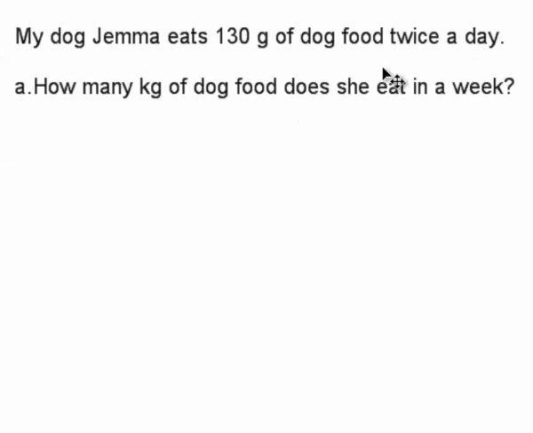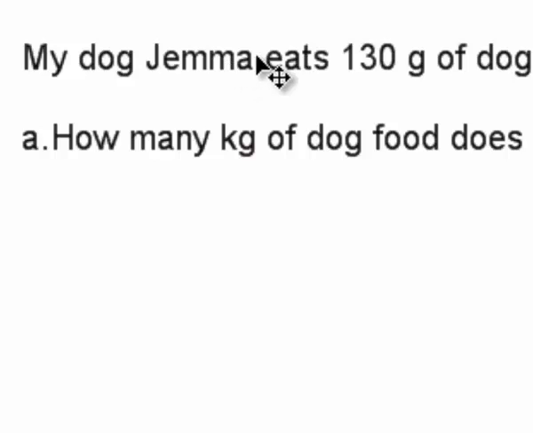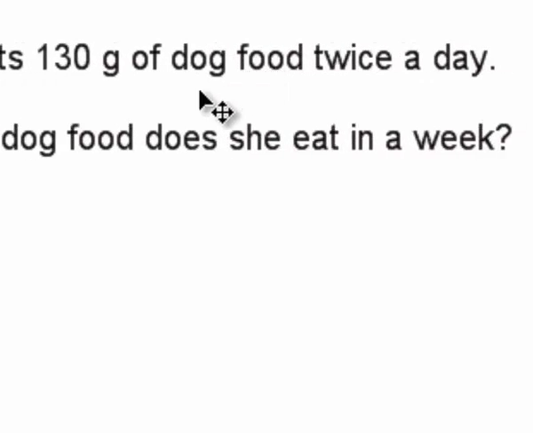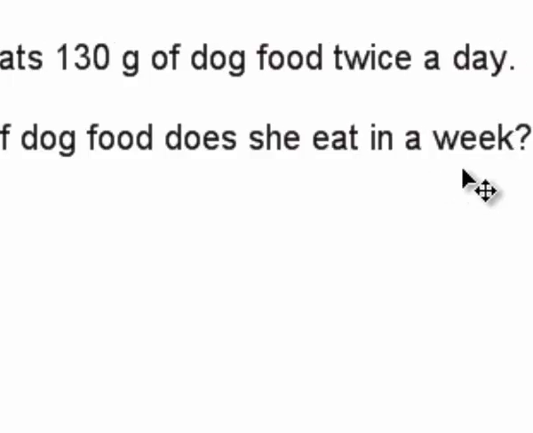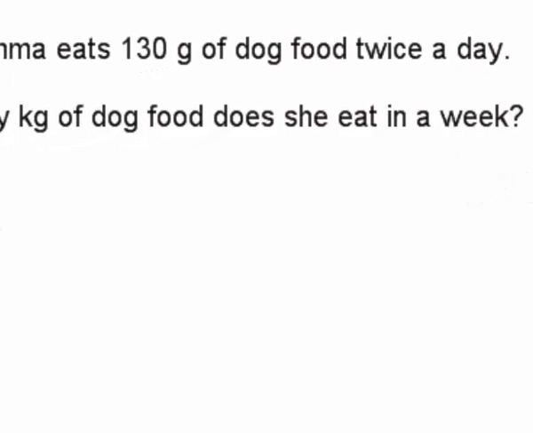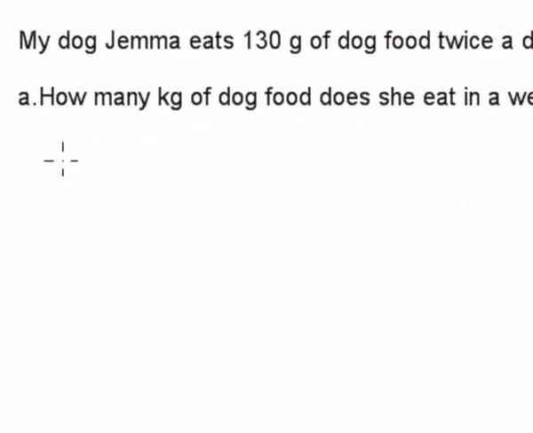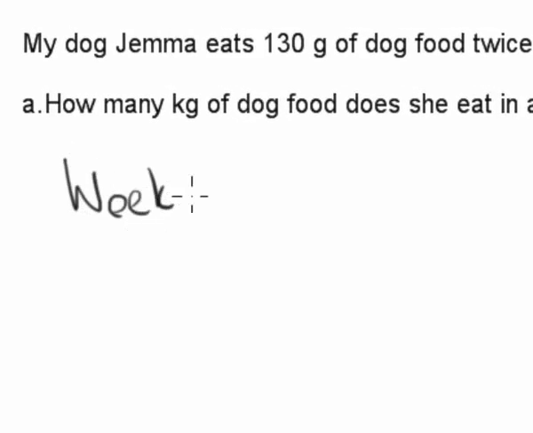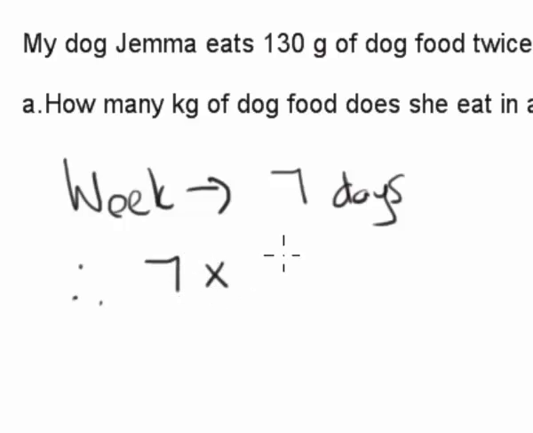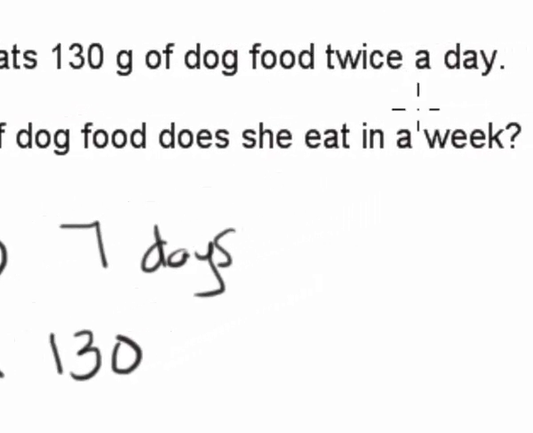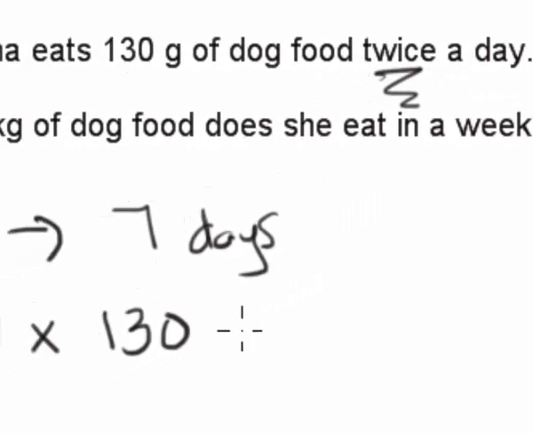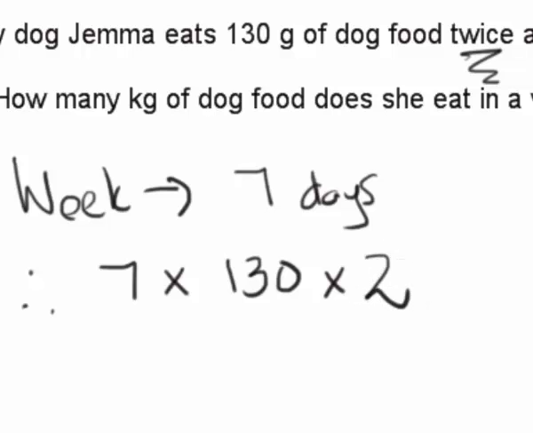Let's look at a slightly more difficult example. My dog Gemma eats 130 grams of dog food twice a day. How many kilograms of food does she eat in a week? First of all, we need to know, in 1 week, how many days do we have? In 1 week, we have 7 days. So what is she going to eat in 7 days? It's going to be 7 days multiplied by 130 grams, but it says that she gets fed twice a day, so we've got to multiply that by 2.